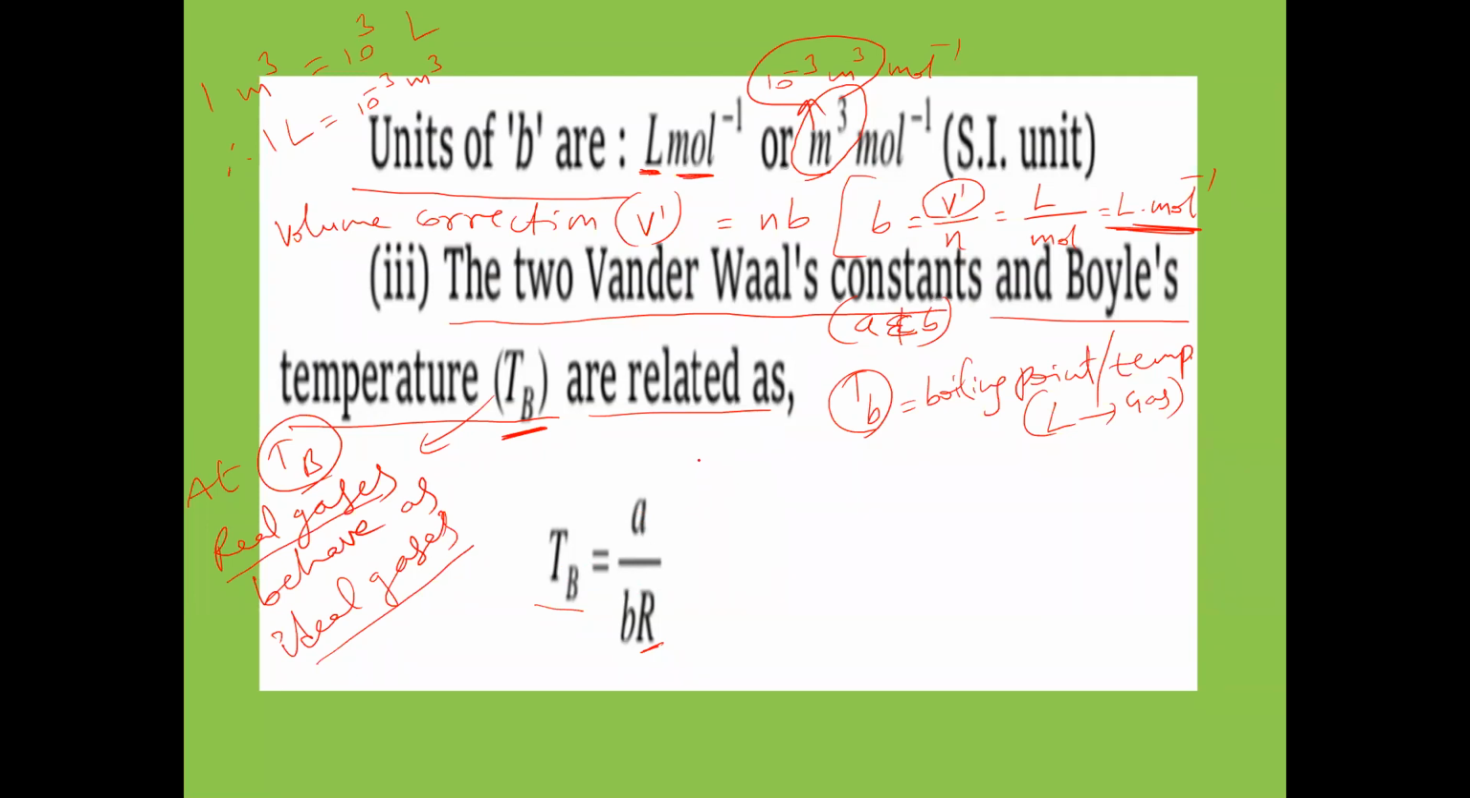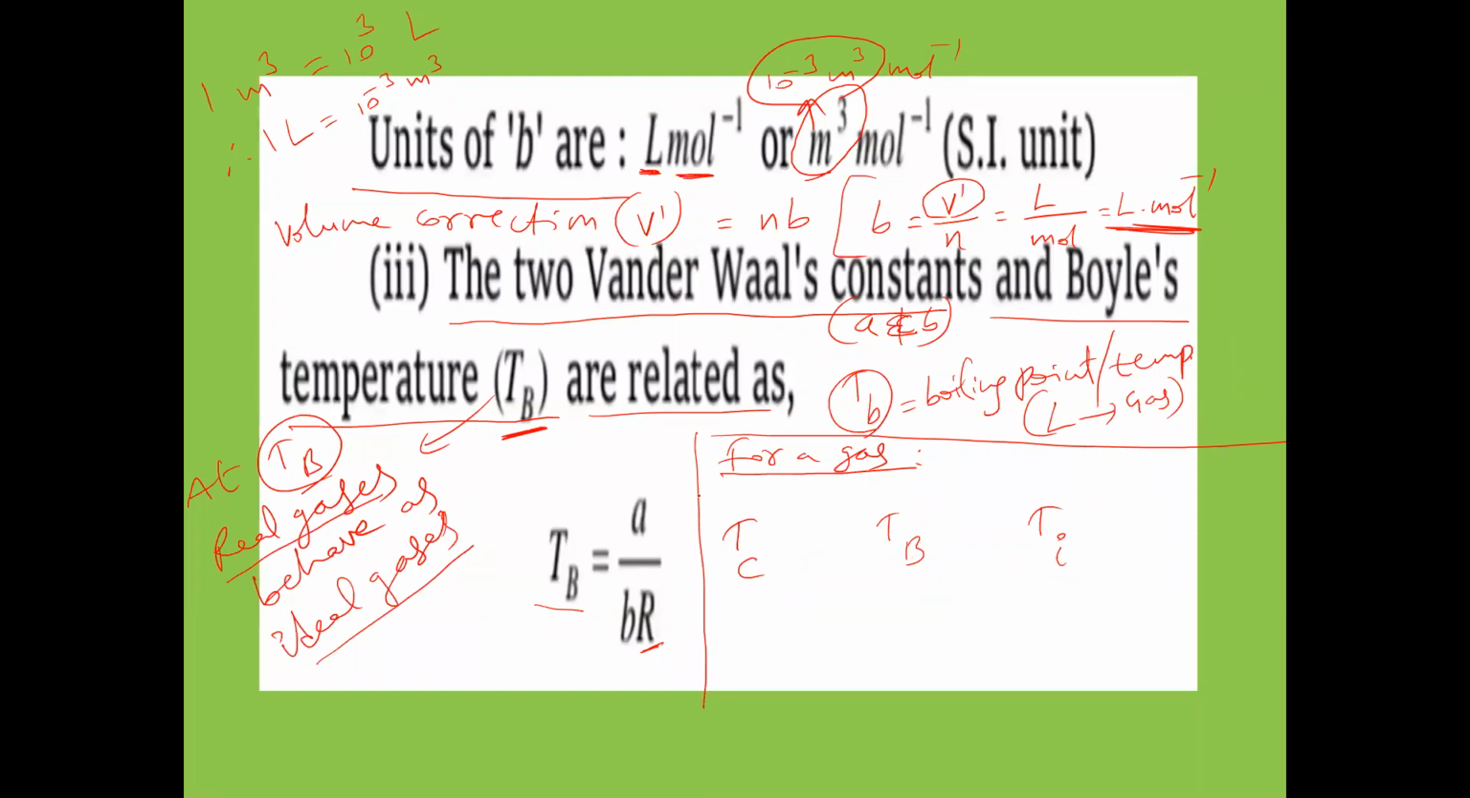Now here, remember that there are three types of temperatures for a given gas. Remember like this: TC, TB, TI. So remember CBI. CBI generally stands for Central Bureau of Investigation. To remember easily, remember CBI: critical temperature, Boyle temperature, inversion temperature.